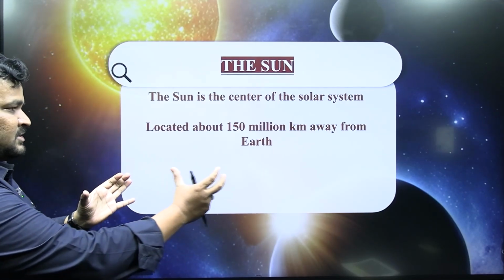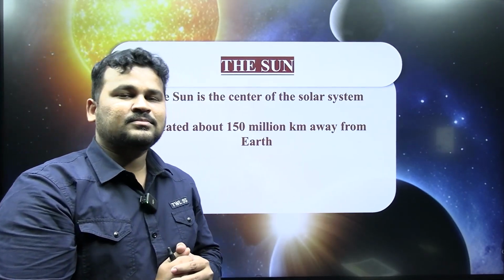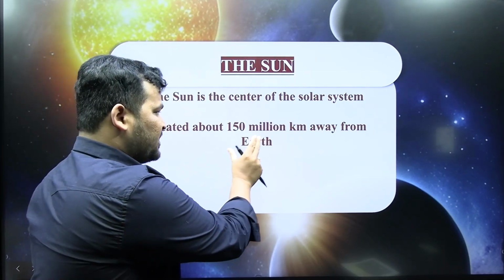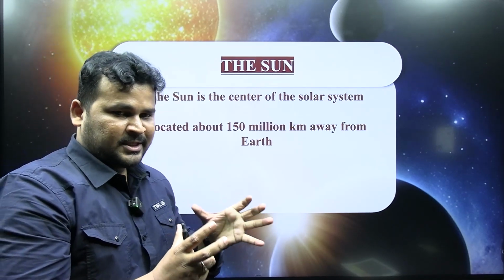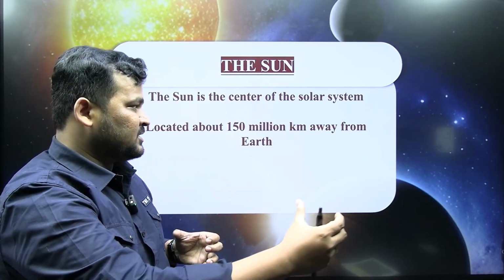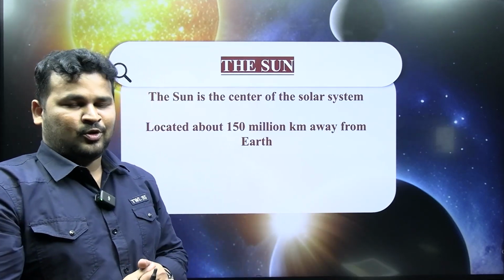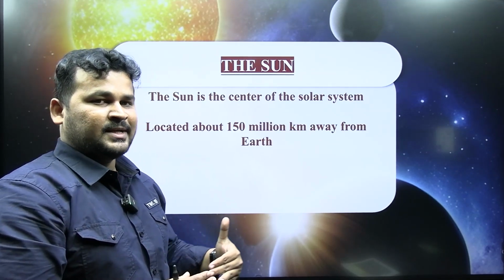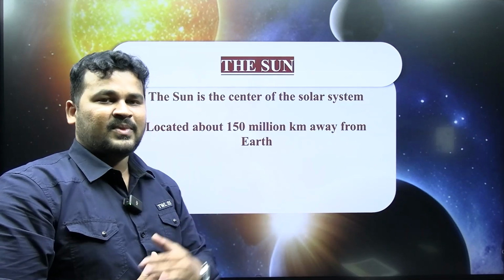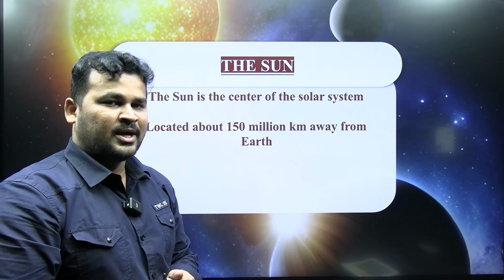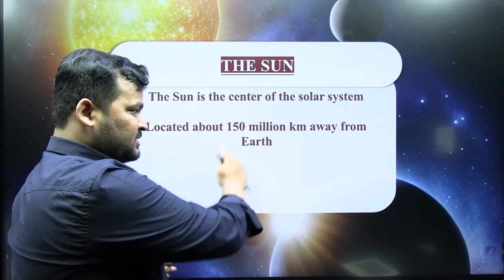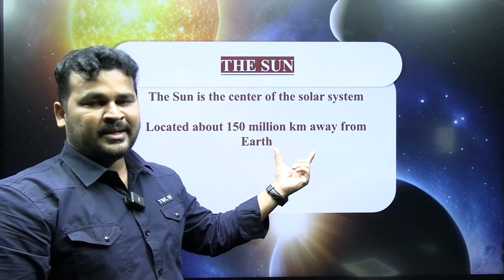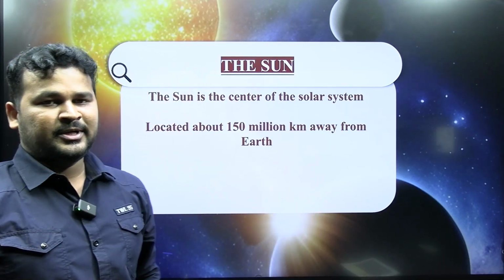Next, what is the distance between Earth and the Sun? What might be the distance? How far? It is around 150 million kilometers. It's a very lengthy distance. What is the distance between Hyderabad and Delhi? It's just 3,200 kilometers approximately. But the distance between Earth and the Sun is 150 million kilometers. It's very important factual information that you need to remember here.